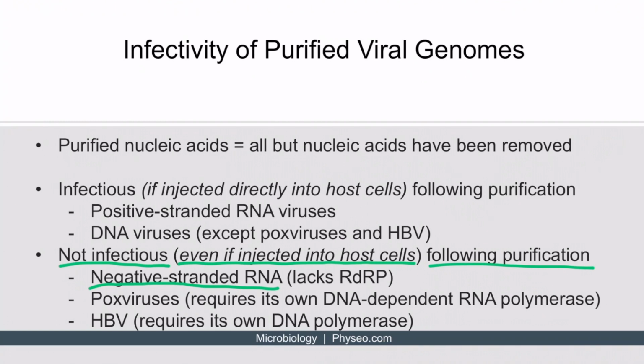These would not be infectious because they lack that RNA-dependent RNA polymerase. The host cell doesn't have this, and the host cell can't start translating this negative stranded RNA until it gets converted to a positive strand. And that can't happen unless there's RNA-dependent RNA polymerase with the virus.